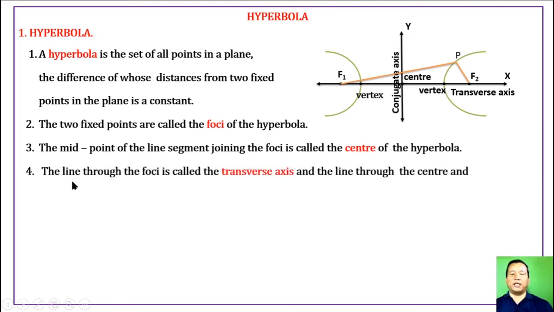The line through the foci is called the transverse axis, and the line through the center and perpendicular to the transverse axis is called the conjugate axis.